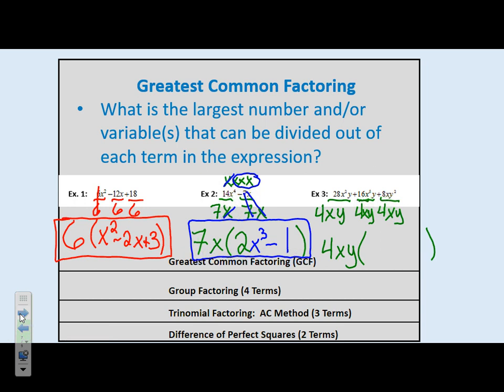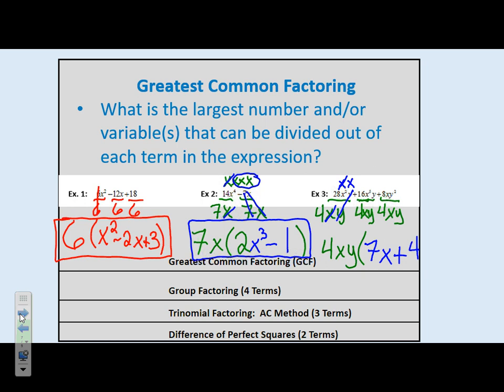If we look at this, 28 divided by 4 is going to give me 7. Okay, I have x squared. That means I have 2 of them. I can cancel out 1. That means I have 1 left over. My y's are going to cancel, so I'm not going to have anything written there. Okay, then I'm going to have my plus 16 divided by 4 is 4.